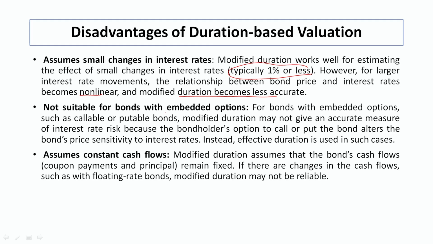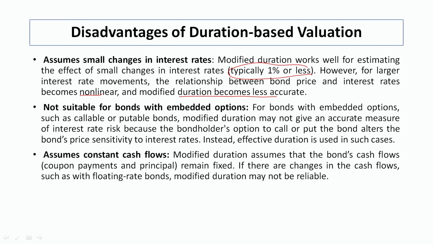It is not suitable for bonds with embedded options because it becomes difficult to calculate, especially in the case of callable and puttable bonds, because it may sometimes give inaccurate results. In callable bonds the issuer may call the bond when rates are decreasing because they have to pay less, and in puttable bonds, if interest rates are higher, there are options available to the purchaser or investor and they can go for it. So, it becomes less effective.